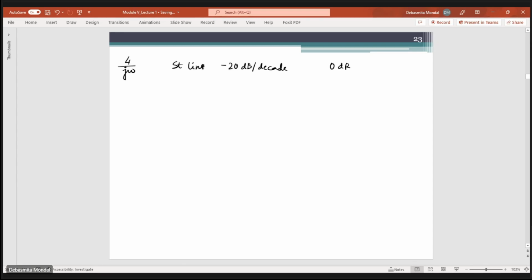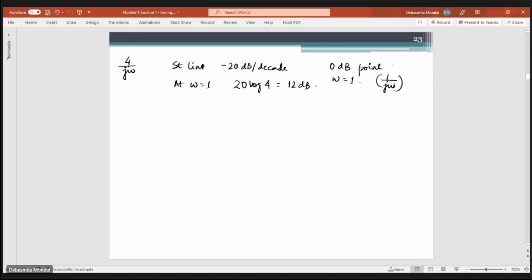So the 0 dB point we need to find out. The 0 dB point is at omega equals to 1. So the 0 dB point will be for 1 by j omega. If you have only 1 by j omega, then at omega equals to 1, it is crossing 0 dB. But now since we have 4 by j omega, this straight line will pass at omega equals to 1 with the value equal to 20 log k or 20 log 4, which is equals to 12 dB.